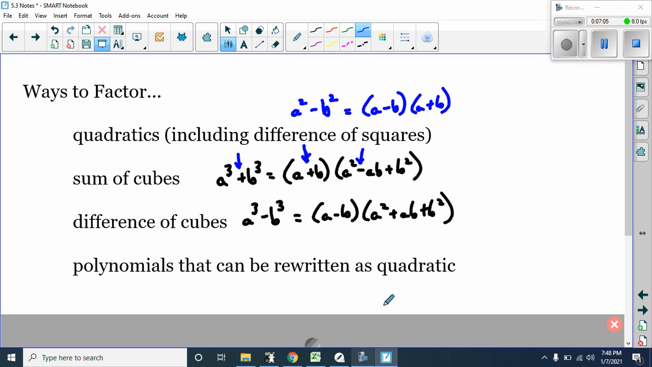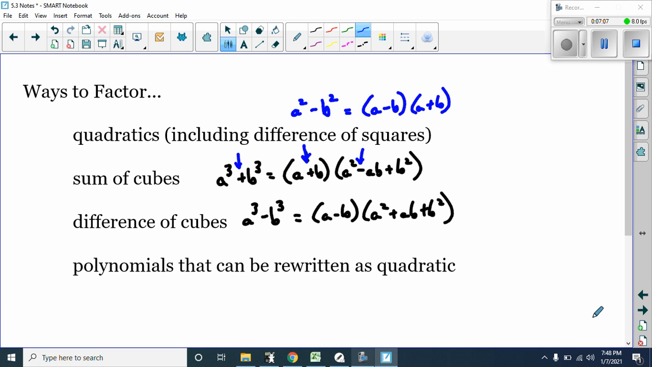And then the fourth way, which we actually aren't going to cover today, but you'll learn soon, is how to factor polynomials that can be rewritten as quadratics. So they aren't quadratics, but I could rewrite it. I could change it so that it is quadratic. So let's take a look at a couple of these.